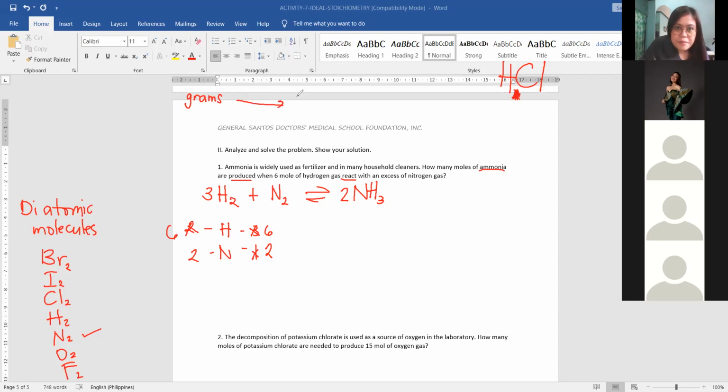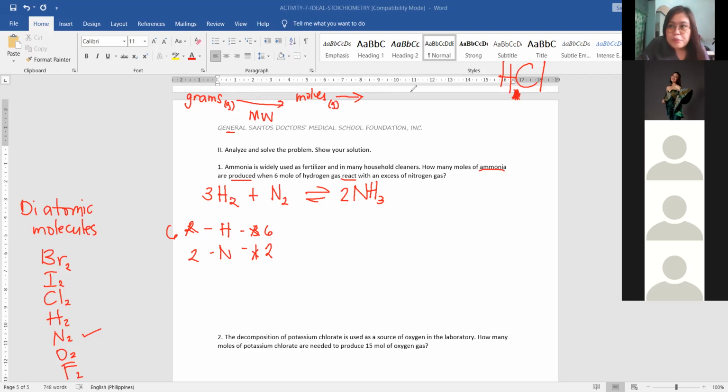I-convert nato siya sa moles, but you have to use the molecular weight here. Molecular weight, molar mass, or atomic weight. Ayan, parehas lang na sila. And then pag nahimo na siya og moles, this one is for the given.